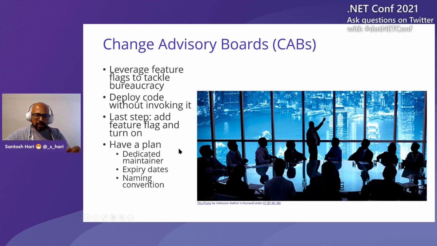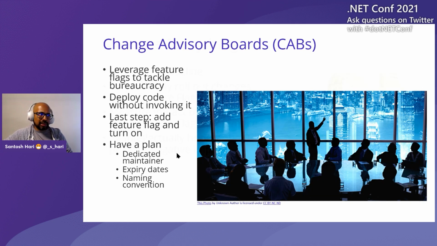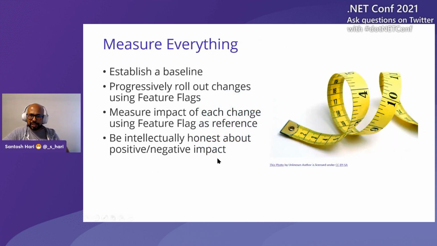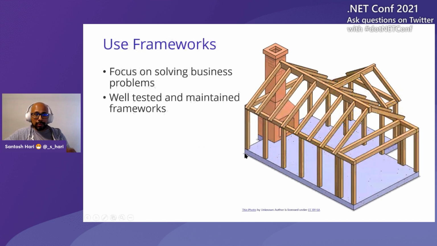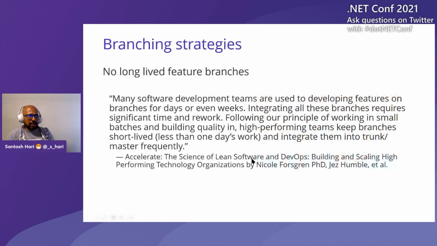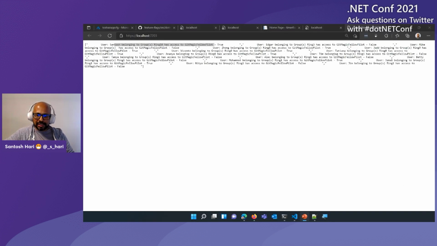Again, if you go to my Git repo, I have a lot of good information about this. Always measure your behavior pre and post enabling the feature flag. Do not build your own feature flag frameworks. Use an existing one like the FeatureManagement API. And also, generally, the recommendation is no long-lived branches. And with that, I am going to stop sharing, and I'll take questions.